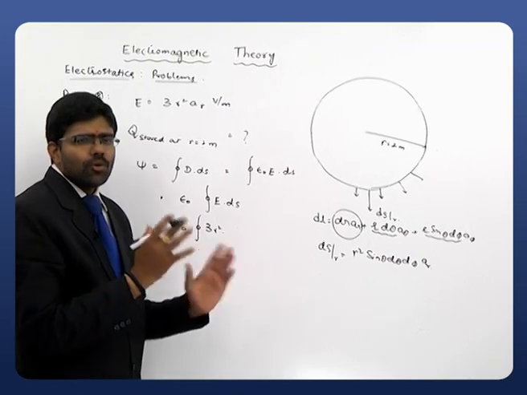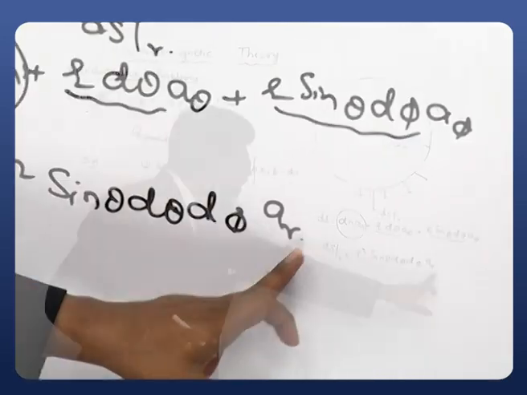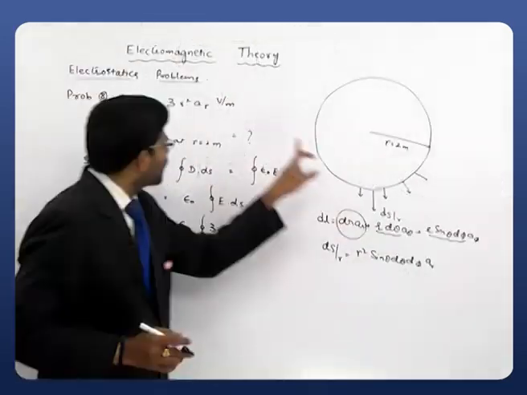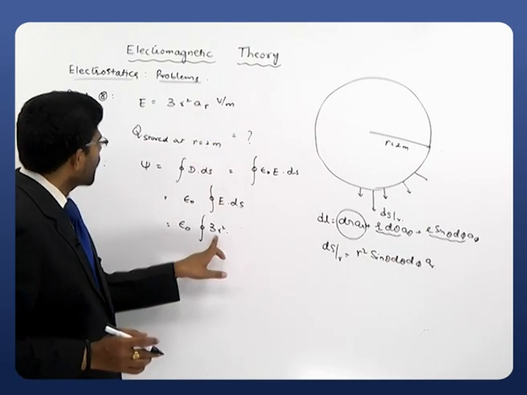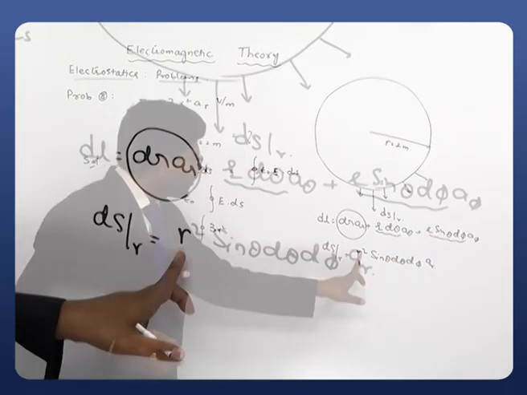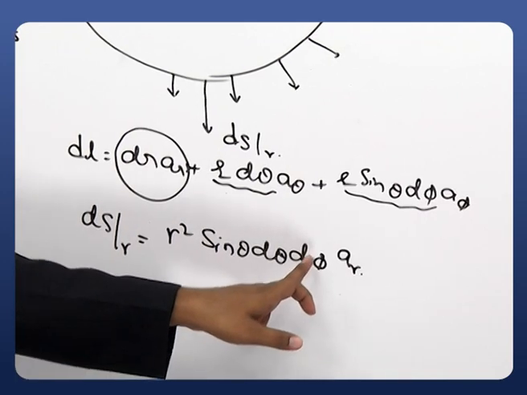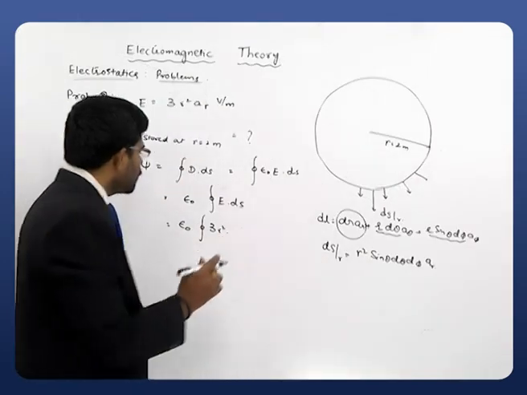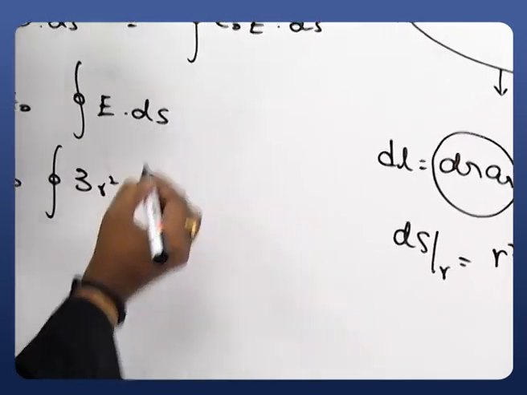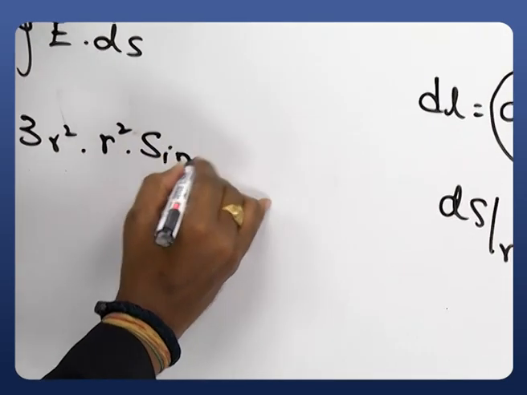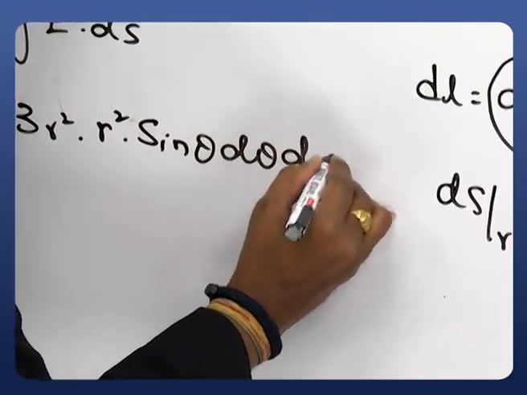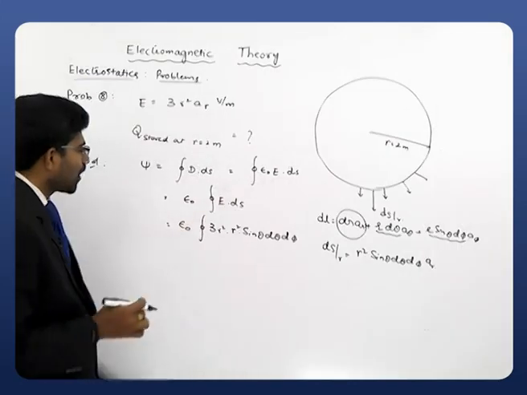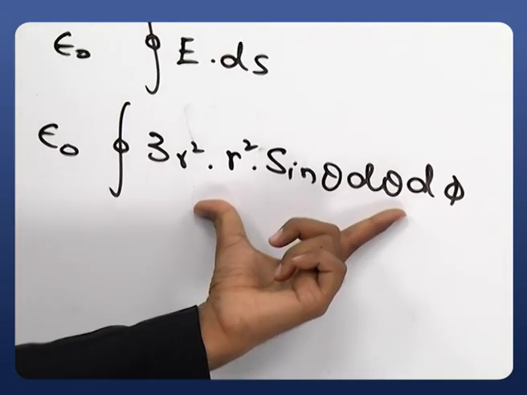So directly what I am doing is I am trying to take the direct form. So ar dot ar now becomes 1. So directly I wrote 3r square multiplied with r square sin theta d theta d phi. So this 3r square into r square, initially I will write that r square sin theta d theta d phi. So instead of this entire dot product, what we get is this one, right?